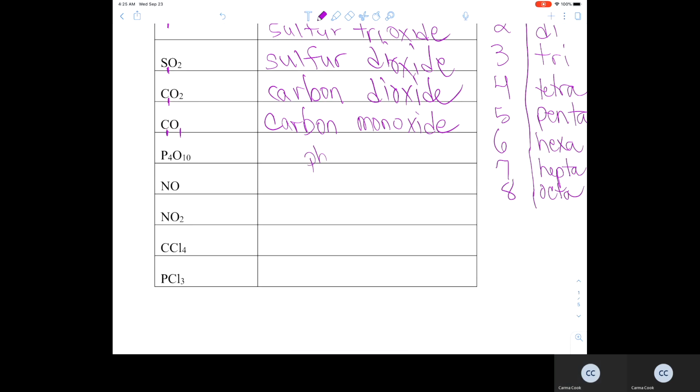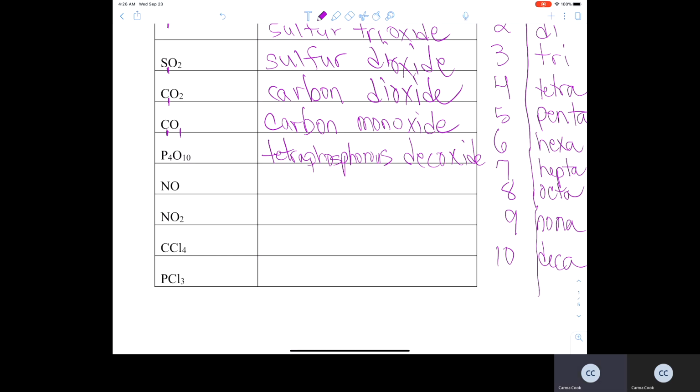P4O10. P is phosphorus. And then you've got 10 oxygens, so oxygen becomes oxide. The prefix for 10 is deca. And so again, I dropped the A on the prefix deca and just called it decoxide. So phosphorus decoxide, but there's 4 of the first element, phosphorus, so I put the prefix tetra. Tetraphosphorus decoxide.